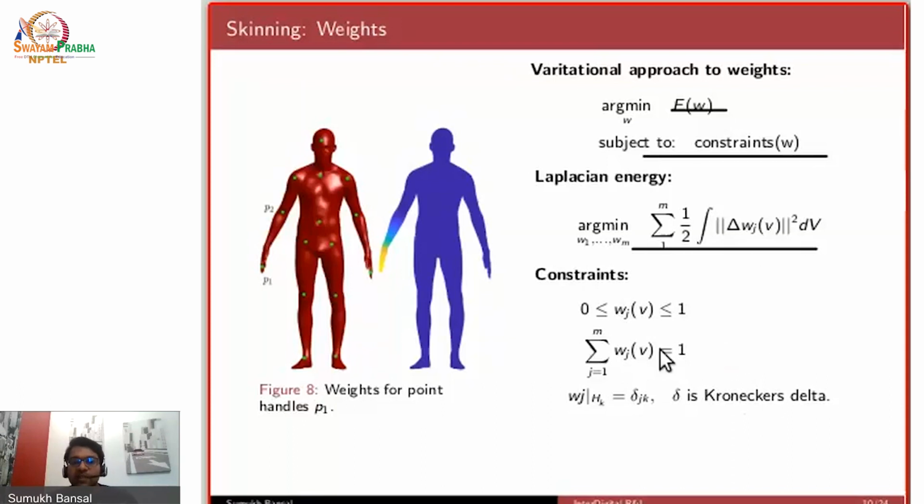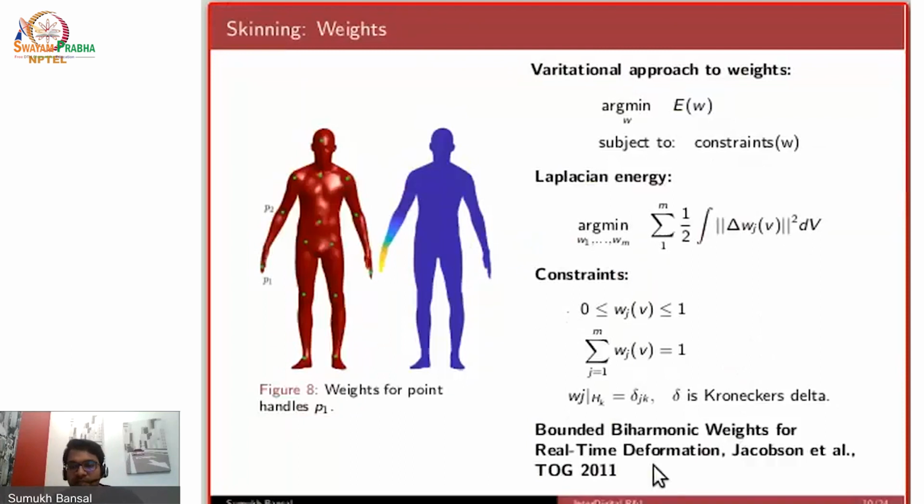For our labs today, you have been provided with weights computed using this reference, which we call bounded biharmonic weights, BBW for short. And these are nice weights which include all of these properties. I'm not going to discuss it in more detail because it's a topic in itself. But if you are interested, a function in libigl is also available to compute these weights if you want to try it out.